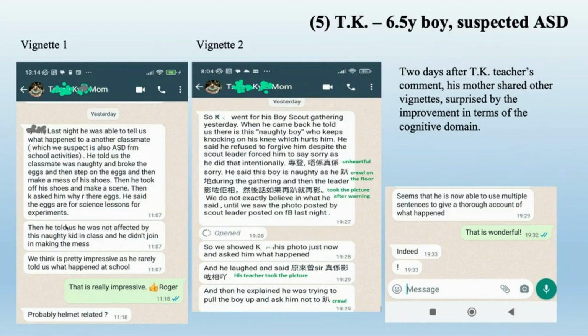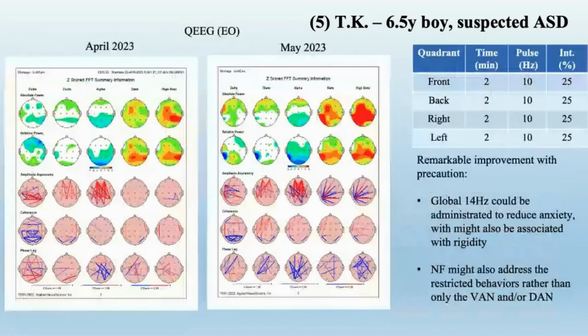So this kind of change is very impressive. And the mother asked me, is it related to the helmet? Because just 2 sessions, that is not expected. Another is about another scenario, talking about his classmate, which I won't discuss too much here. So let's see the map.